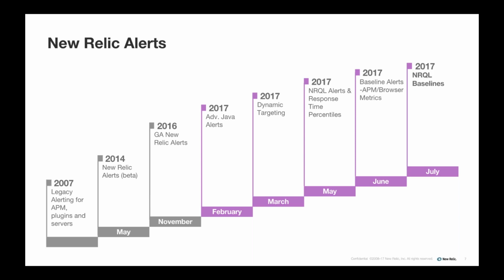As you see, we added dynamic targeting that went GA in March of 2017. With dynamic targeting, you can write alert conditions that automatically get applied to applications or infrastructure which come up with those appropriate labels. Another great example is NRQL alerts. Our customers love the ability to write NRQL queries, and they've been asking us again and again to extend that ability to alerts. And we introduced that capability as NRQL alerts in May of 2017.